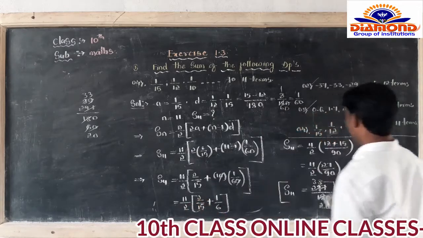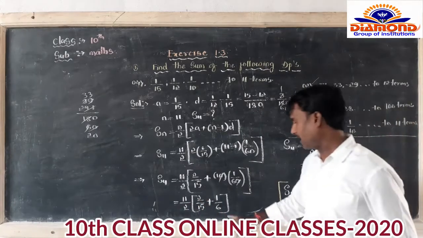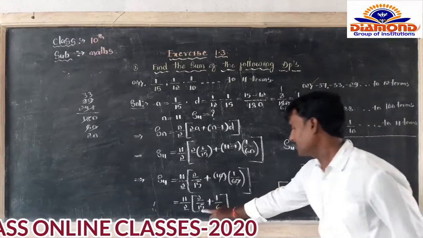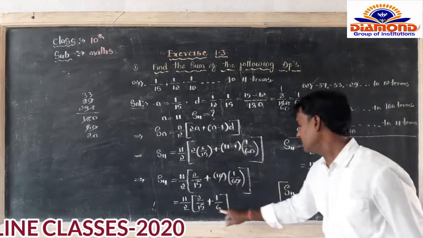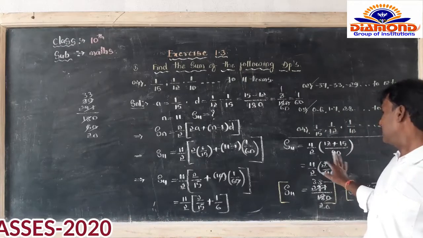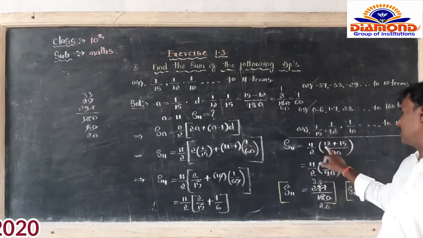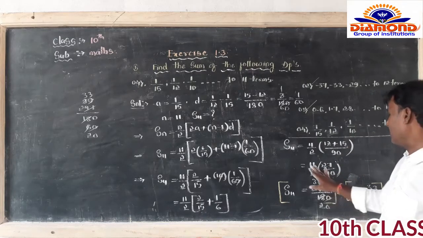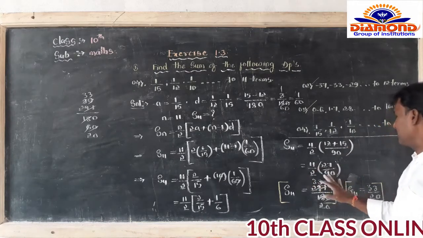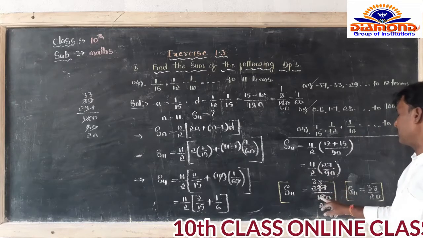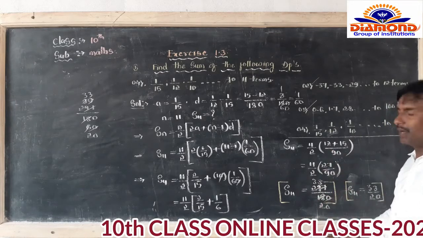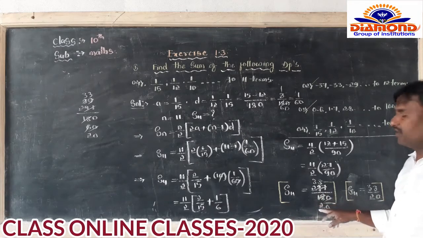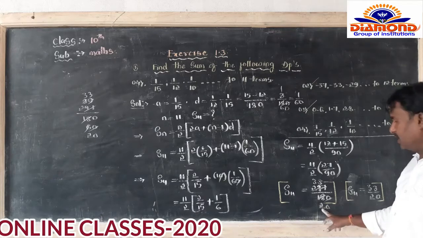Then this 11 upon 2 is as it is. Here we are doing the addition. 6 plus 2: 6 into 2 is equal to 12, and plus 15 into 1 equal to 15, upon 15 6s are 90. And here 11 by 2 is there. 12 plus 15 is equal to 27, 27 by 90. Then when we are doing the multiplication here, the answer came 297 by 180. Then we will do the simplest form. The HCF of 297 and 180 is 9. So 9 2s are 18, 0 came.